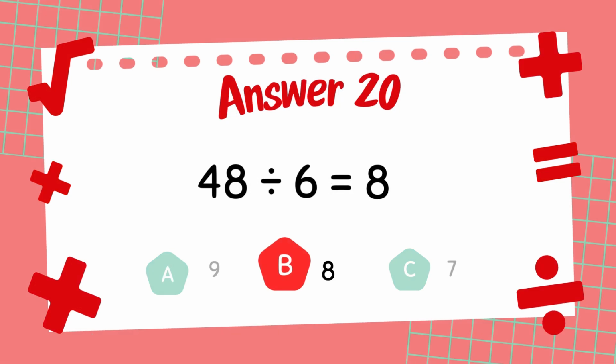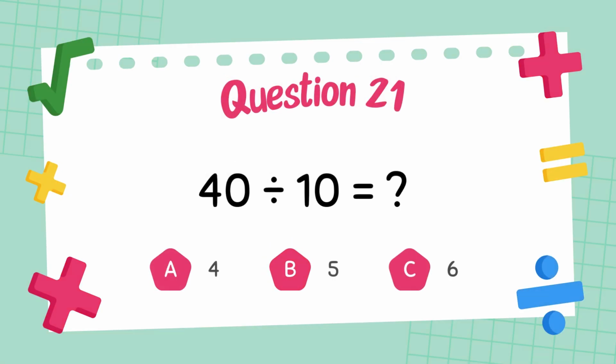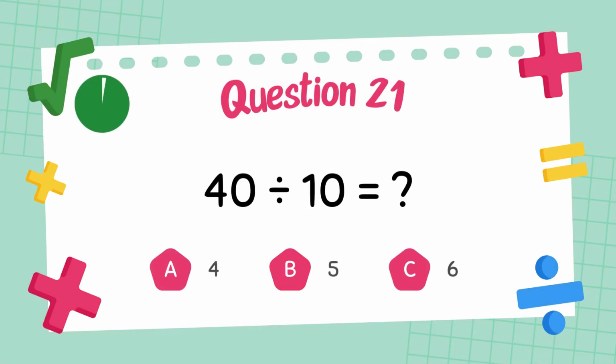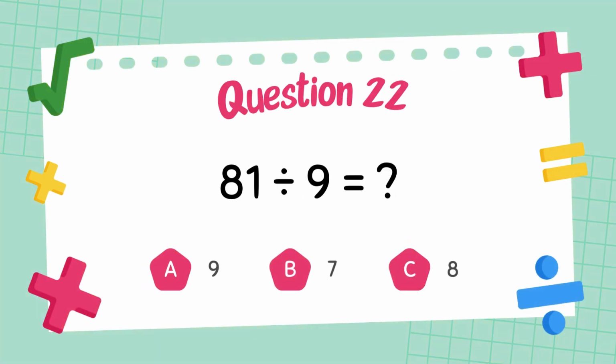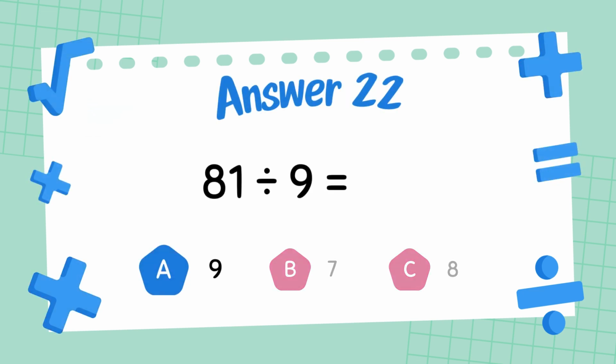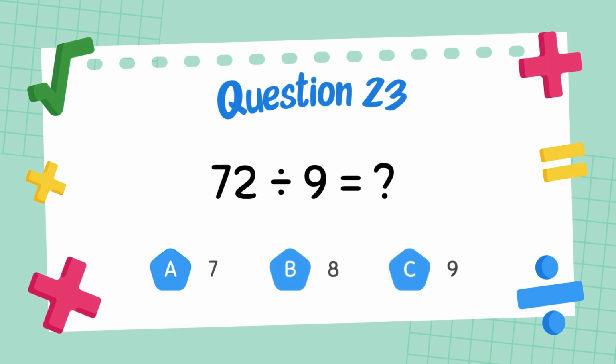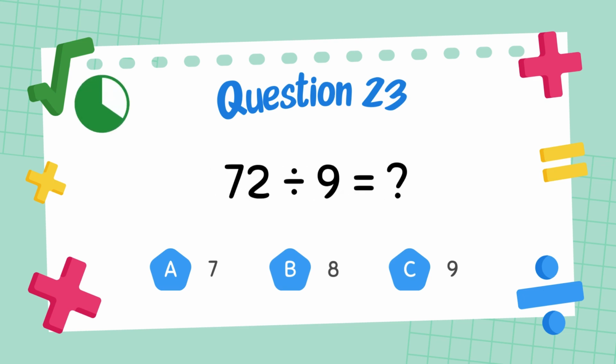The answer is 8. What is 40 divided by 10? The answer is 4. What is 81 divided by 9? The answer is 9. What is 72 divided by 9?